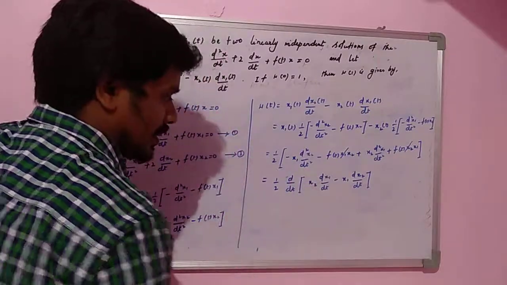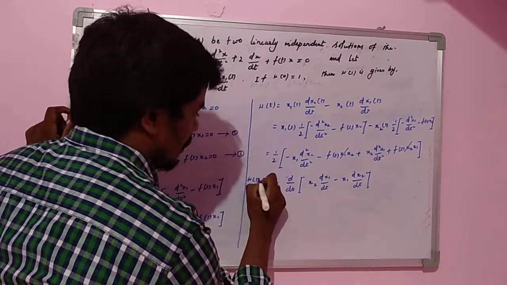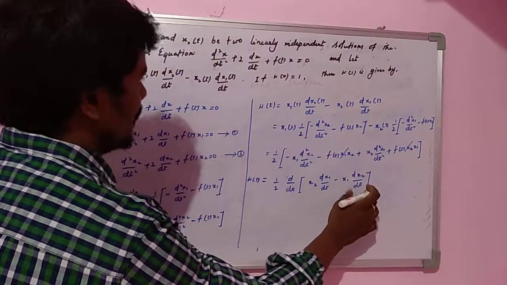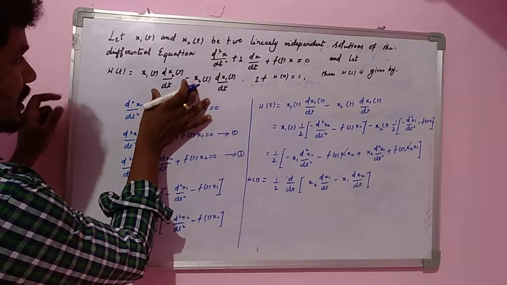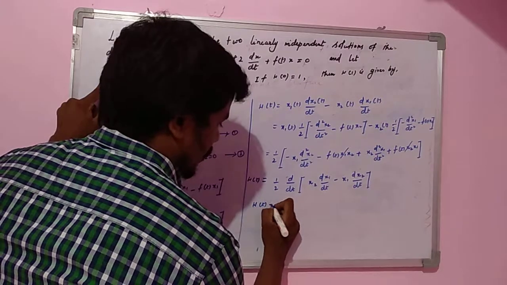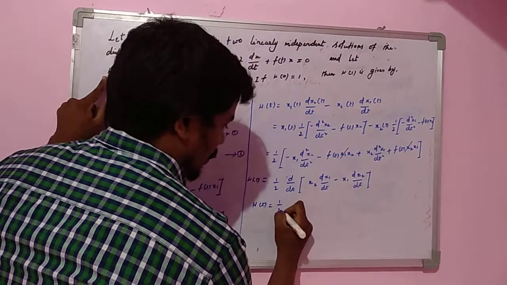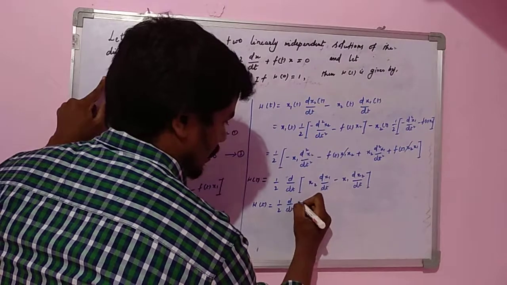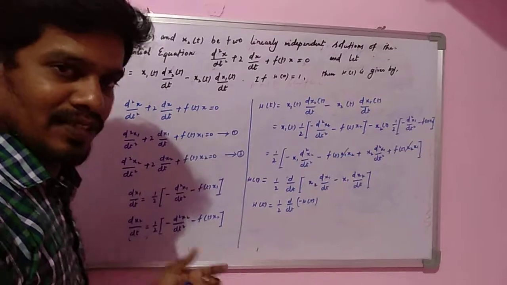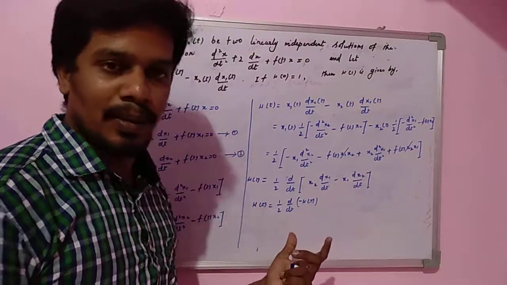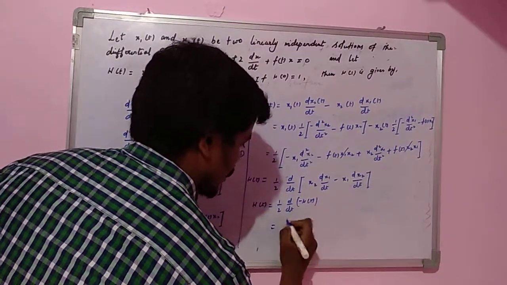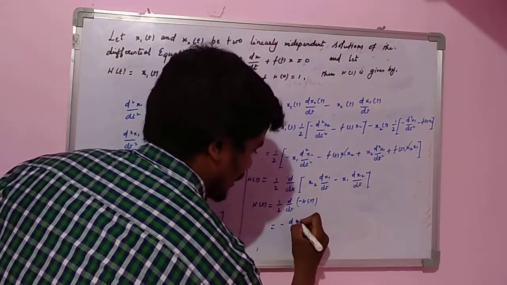That's why I have taken it common out. This should be equal to w of t. Now let's see, x2 dx1 by dt minus x1 dx2 by dt, that should be equal to minus of w of t. So this one I can write w of t equal to 1 by 2 d by dt of minus w of t. Now you can rearrange the variables: the w of t on one side, the dt on the other side. So this minus you can take common out.